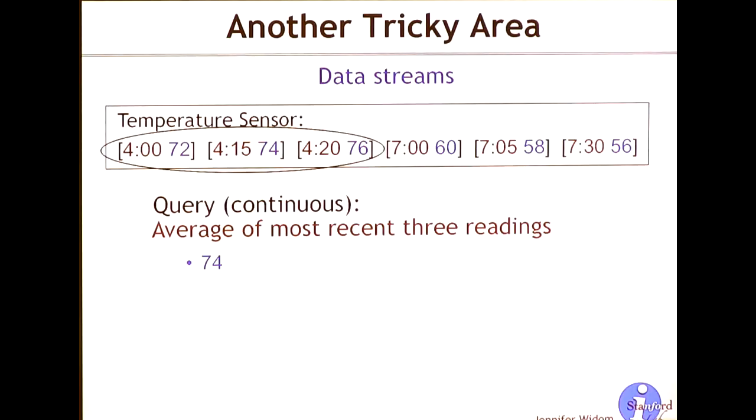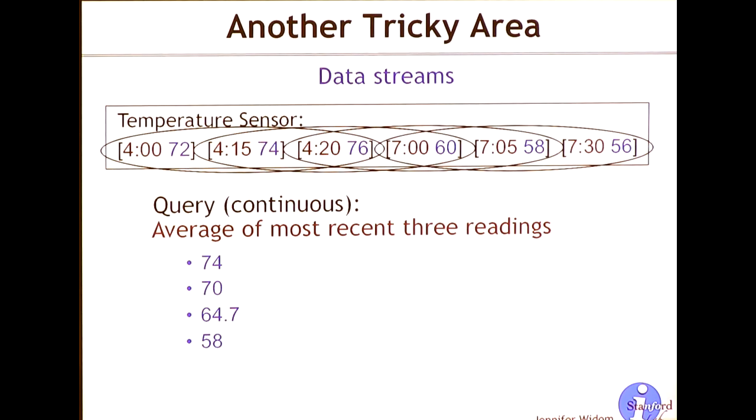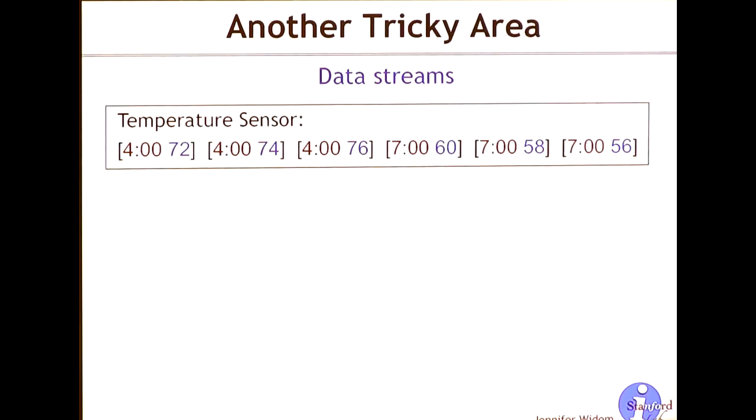OK? So I think we probably agree what would happen with this stream. When we get our first 3 readings, we'll have 74. When we get the next reading, then we'll shift that window over, and our average is 70. We shift over, and we shift over again. And I think everybody would agree that that's a sensible result for that query. But now things get a little weirder in this scenario. In this scenario, for whatever reason, our temperature sensor gives us 3 values that all are at 4 o'clock.